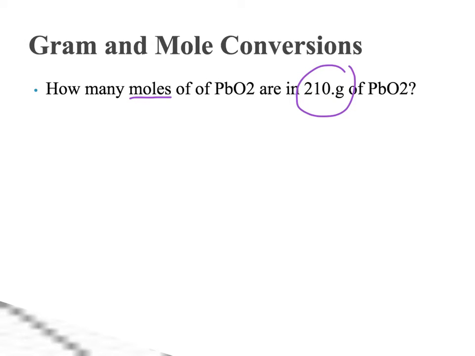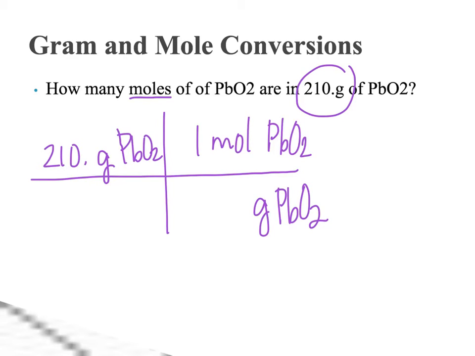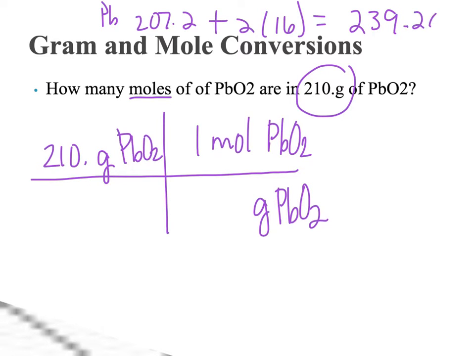So we're going to start with what they gave us, 210 grams, and that point means that that 0 is significant because they're saying it's exactly that much. So PbO2, draw our grid. We know that we want to get rid of grams, so we're going to put it on the bottom, and we're going to go to 1 mole on the top. So at this point, we need to get a molar mass of lead oxide, and we can jot that down up here. Lead is 207.2, and then plus the oxygen, and we have 2 of those, so we need to do 2 times 16, and when we do that, we should get that it is 239.2 grams per mole.